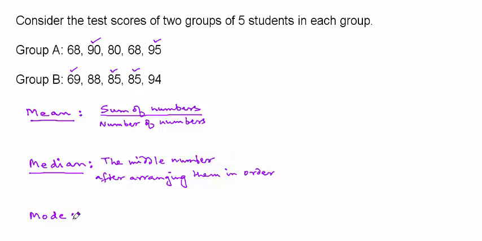The mode of a set of numbers is the number that occurs or appears the maximum number of times on that list, on that set.